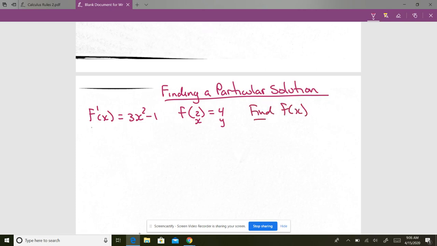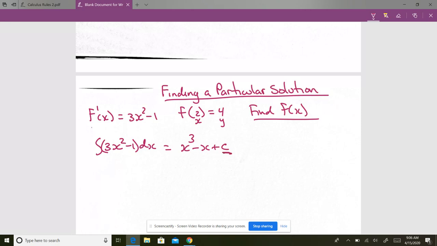f of x. Right. So first, I have to integrate this. 3x squared minus 1 integrated with respect to x. Add an exponent to this 2, divide by 3, so basically you get x cubed. Negative 1, the antiderivative of that is negative x. And then always a plus c.